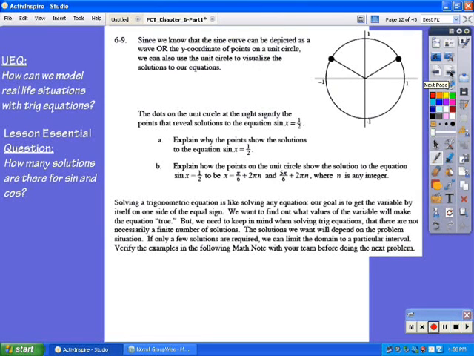Since we know that the sine curve can be depicted as a wave or as y coordinates on a unit circle, we can also use the unit circle to visualize this. So again, here's your 1/2. That's your pi over 6. It will never reach that solution again until it travels all the way around the circle back to here. That's why we have the plus 2 pi. And we can't add this onto it to get this solution, because if we add that again, we're not going to end up there. We're going to end up down here, and that's not a solution. So you must add equal intervals.